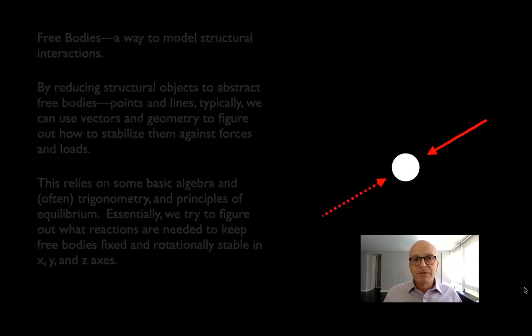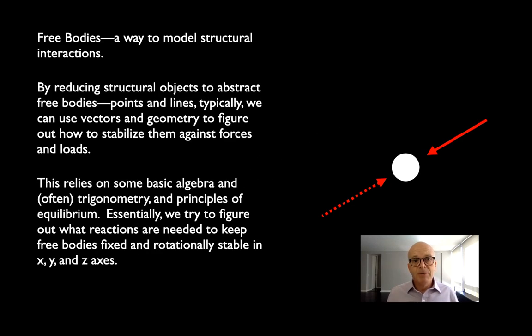Now, the principles of free bodies mean that we've abstracted them, we're putting vectors on them, and because those vectors are mathematical entities, we can use a little bit of algebra, and in this case some trigonometry, to figure out both the angles and the magnitudes of the resultants.